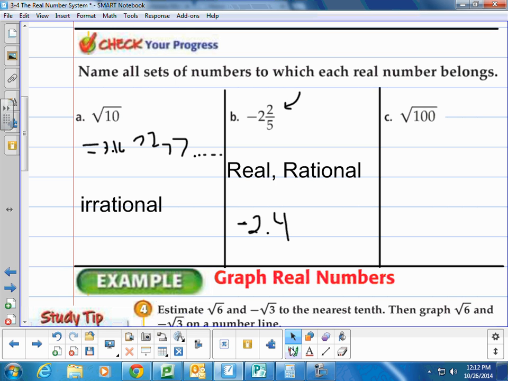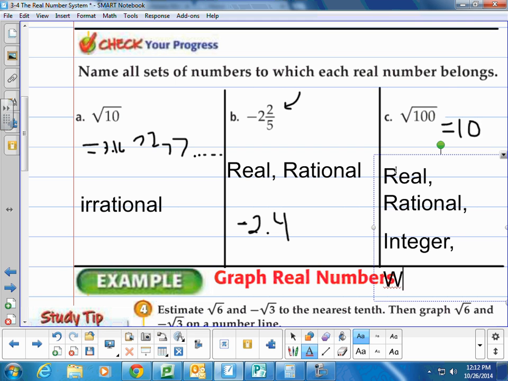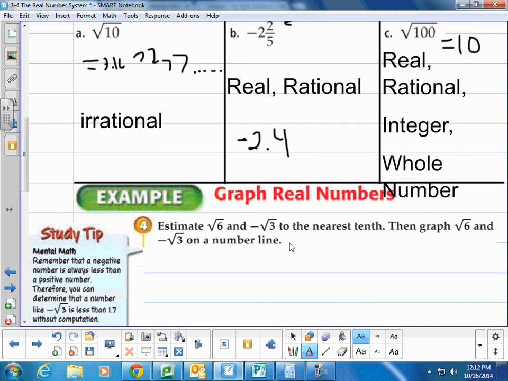For the square root of 100, hopefully we know that's a perfect square and that is equivalent to 10. I know 10 can be written as a fraction. So 10 is real. I know it's written as a fraction, so it's rational. I also know it's in my set of integers. And I know that 10 is a whole number. That's kind of messy. Not having a smartboard is messing with me. So that is what we consider there.